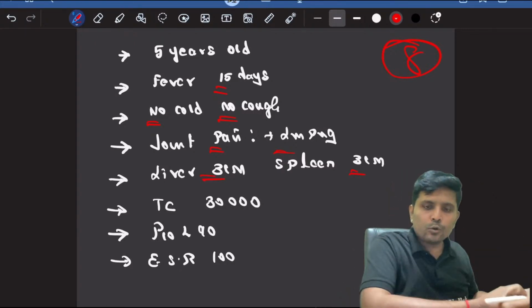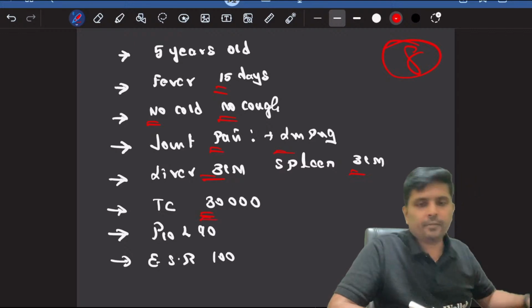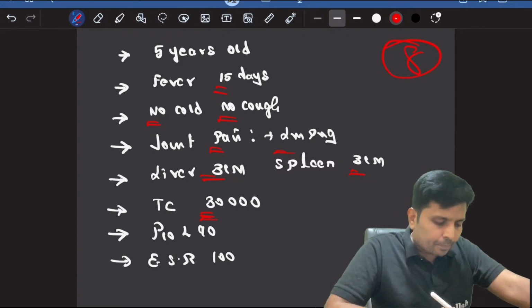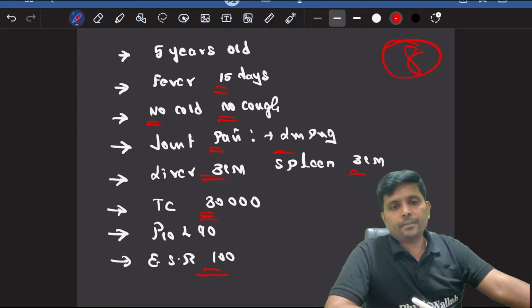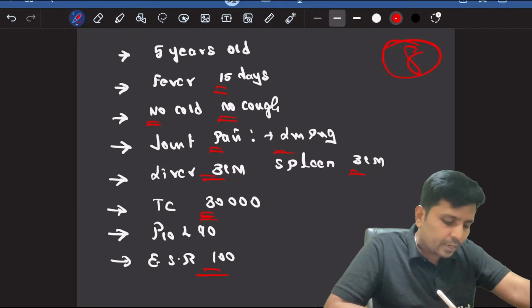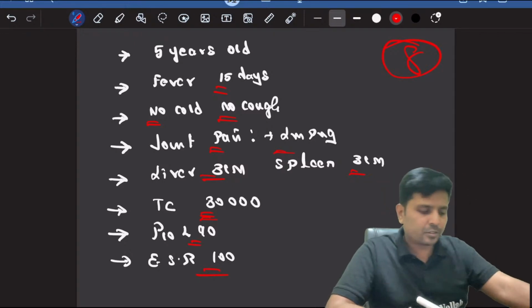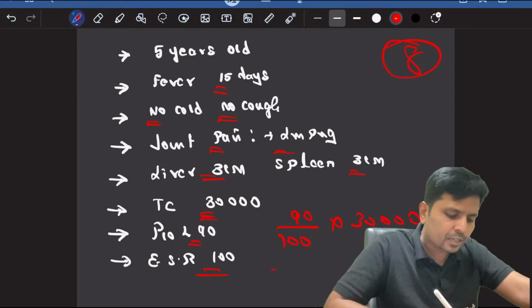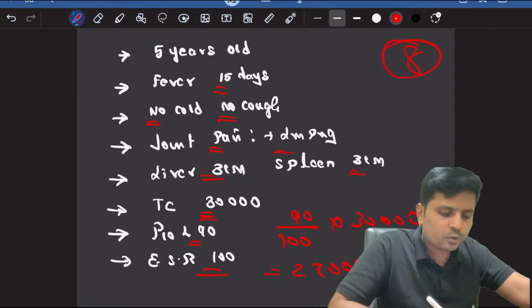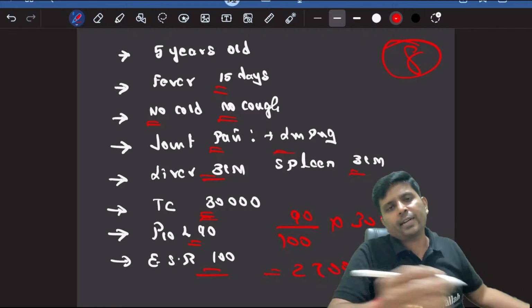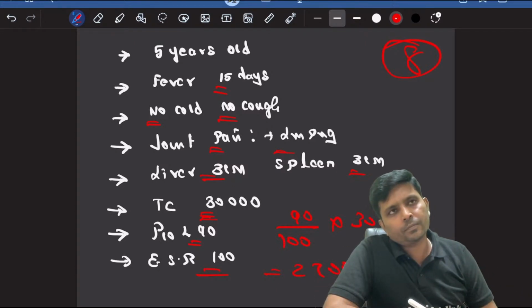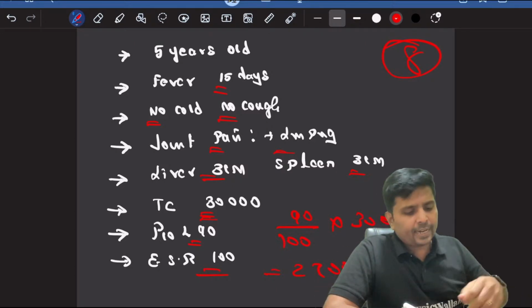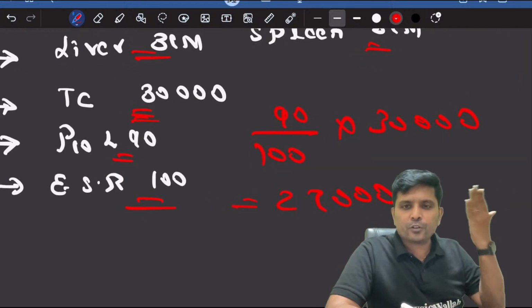Look at the count, 30,000. And ESR is 100. And the differential count is lymphocyte is 90%. That means what? 90 by 100 into 30,000, which comes around 27,000. What is the diagnosis? Absolute lymphocytosis.